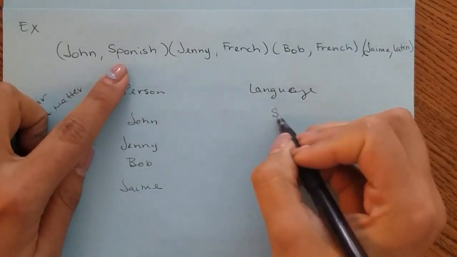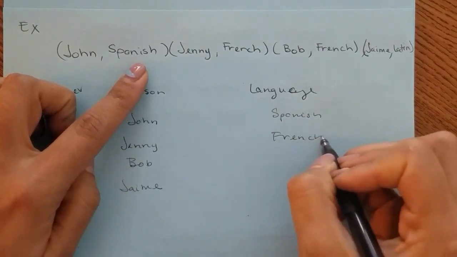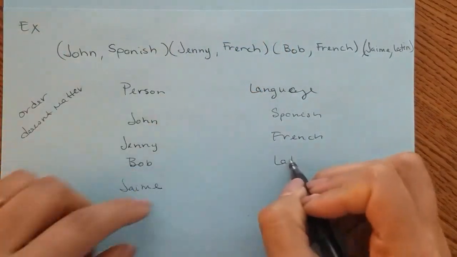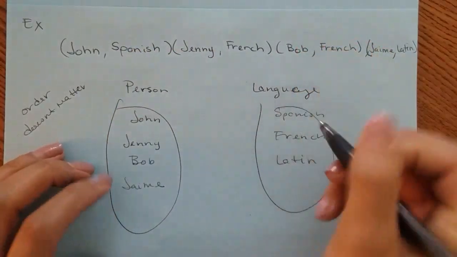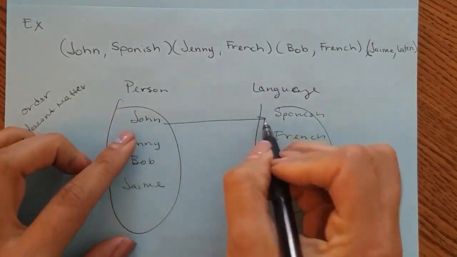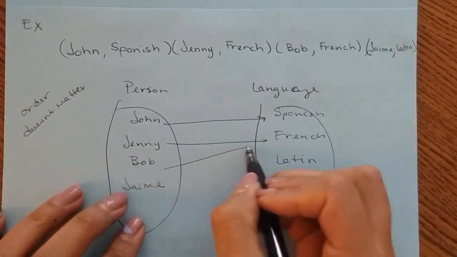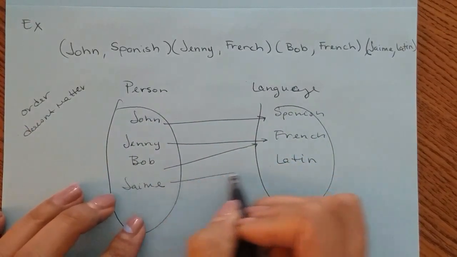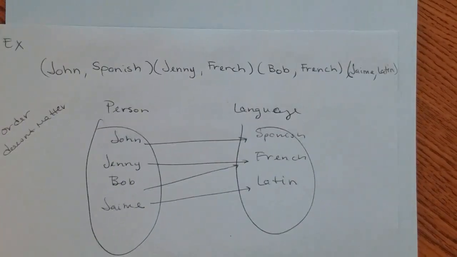Okay, and we have Spanish, French, and Latin. Okay, so we have left, we have right, John to Spanish, Jenny to French, Bob to French, and Jaime to Latin. All right, so there you go. There's no repeating values on the left. It's a function, that's fine.